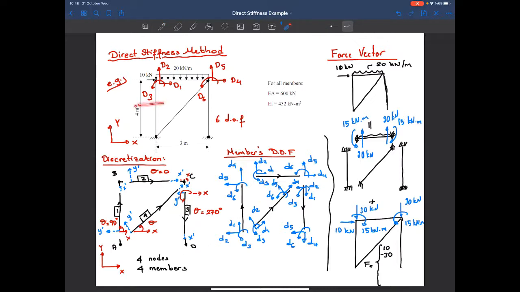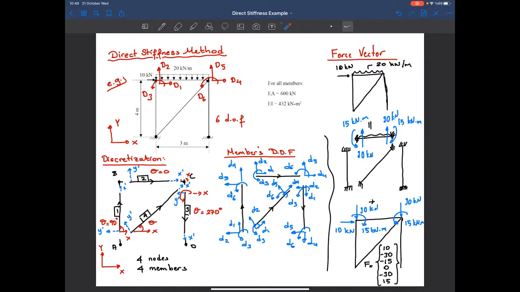The third degree of freedom will be rotation. And I got 15 kilonewton meter moment. They are in the opposite direction. That's minus 15. No force in the fourth degree of freedom, 0. In the fifth, I got minus 30. And in the sixth, I got 15 kilonewtons. So this is the force vector.